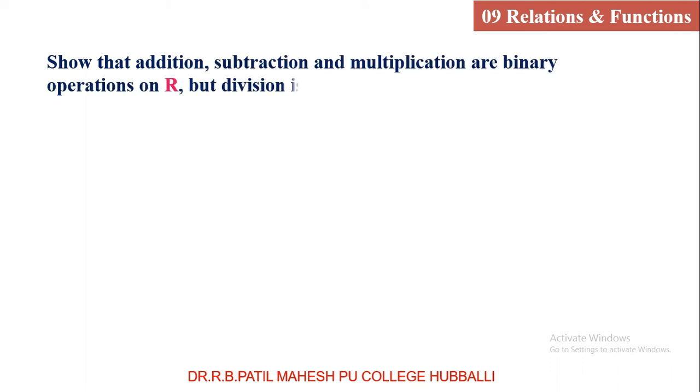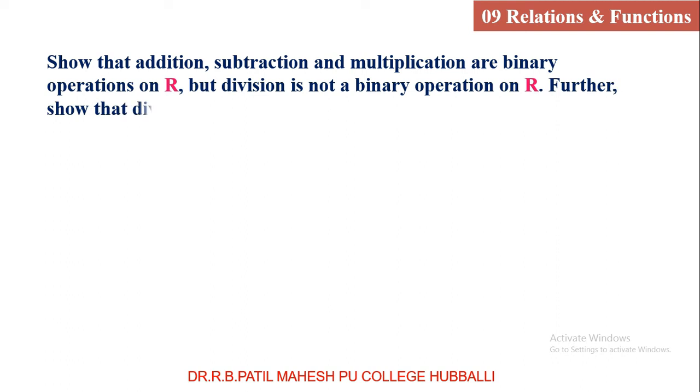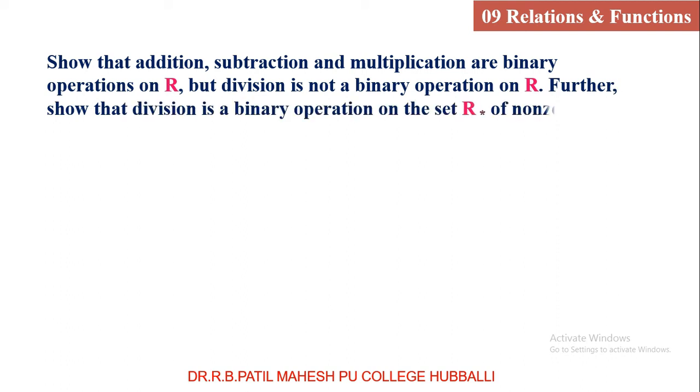Let me have some basic examples on binary operation. Show that addition, subtraction and multiplication are binary operations on the set R, but division is not a binary operation on the set R. Further, show that division is a binary operation on the set R star of non-zero real numbers. There are two questions here.